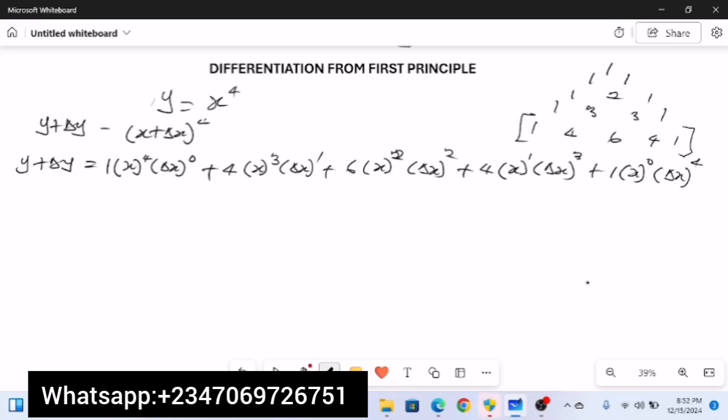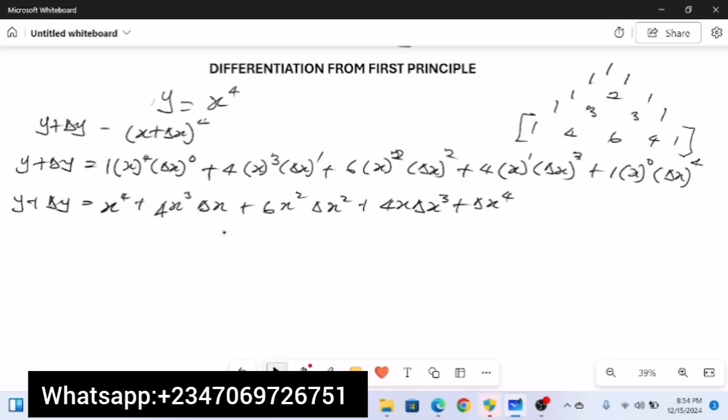Okay, so this means y plus change in y is going to now be equal to x to the power of 4 times 1 times change in x to the power of 0 remains x to the power of 4, plus, now I have here 4x cubed, 4x to the power of 3, change in x to the power of 1 remains change in x, plus 6x squared, so I have 6x squared, change in x to the power of 2 remains change in x squared, plus I have 4x change in x to the power of 3, plus this becomes change in x to the power of 4.